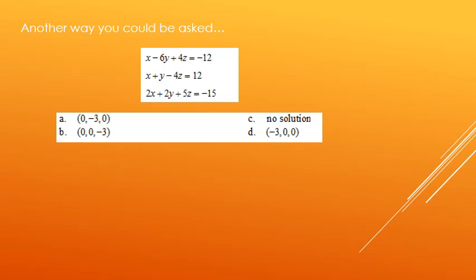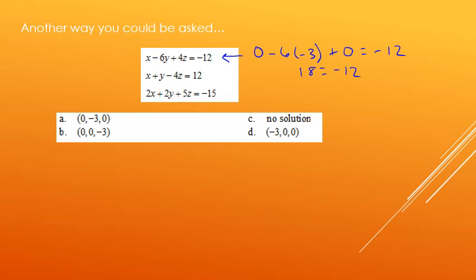Okay, now this is the way that I know that you could possibly be asked on the benchmark assessment. So really, if you're asked a multiple choice question, all you really have to do is plug in your x, y, and z into the equation. So what I would do is just solve it that way. So I would take A, and I'd start plugging it into the first equation. That would be 0 minus 6 times -3 plus, well, 4 times 0 would just be 0, where my z is. So watch how easy this is. -6 times -3 is positive 18.